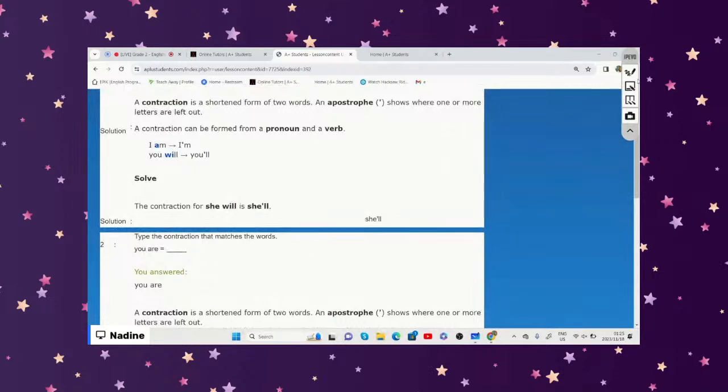You are. How are we going to match our contraction with the word you are? So if we have you are, remember we said that we leave the pronoun, and now we're going to leave out only the letter A. We put the apostrophe in its place and we add the R and the E. So you're.